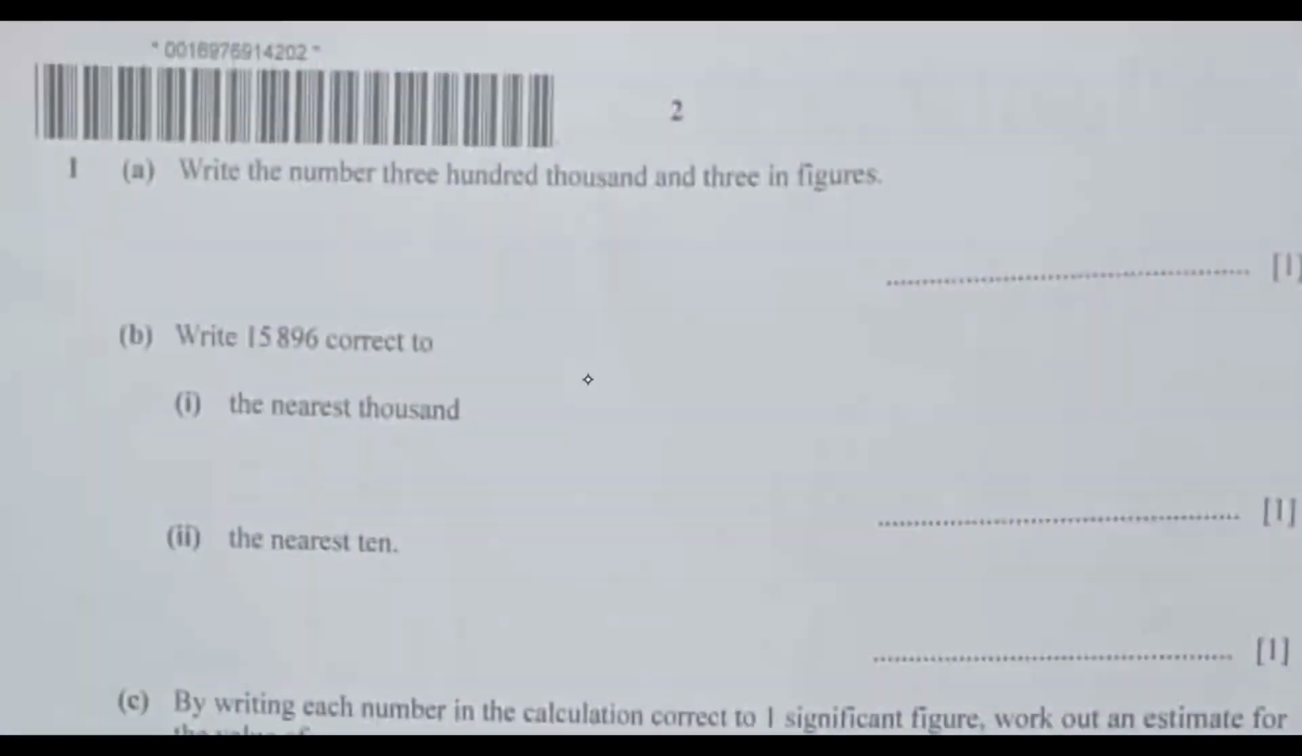Write the number 300,003 in figures. So we're going to have 300,003, that's 300, comma, and 3. The first place value should be for 100 and the next place value should be for 1000. So this is how it is written. Then let's go to part B.